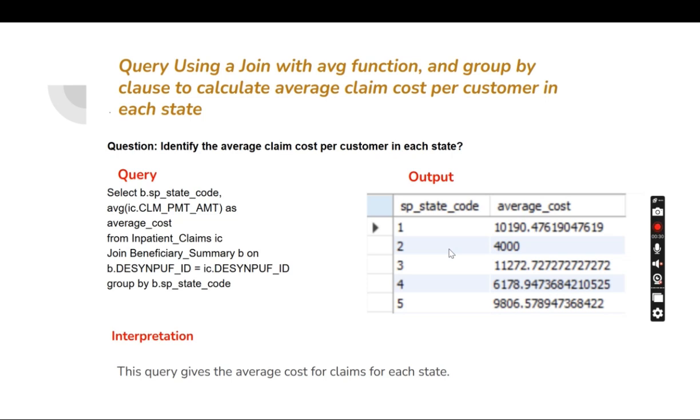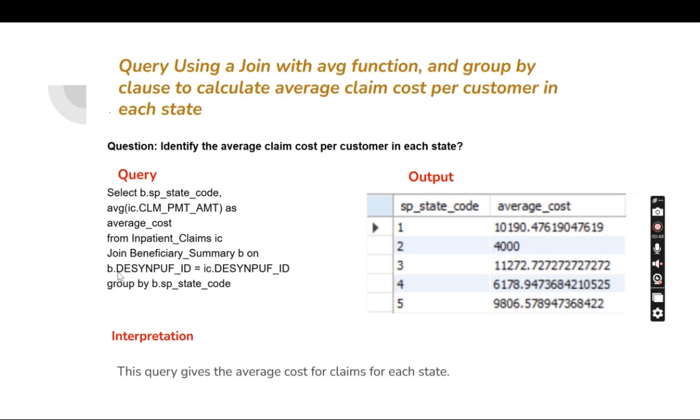So this query demonstrates the use of the average function as well as the join function. It shows the average cost of claims by state. It joins both the inpatient claims table and the beneficiary summary table. The join function is necessary because the information needs to be allocated from multiple locations.